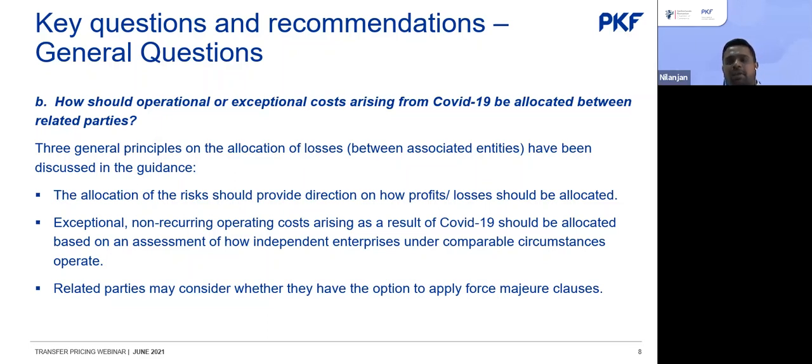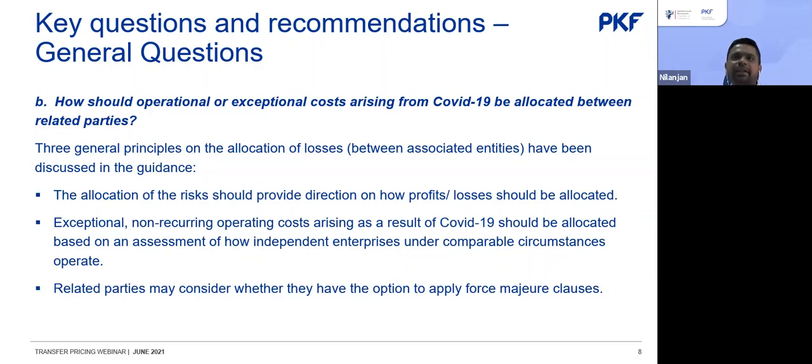If you take more risk, you get more profits. That is how it should work. And similarly, the operational costs and operational risk are to be allocated based on how independent companies would deal in this situation. Transfer pricing is, in the sense that, comparing prices between related parties.